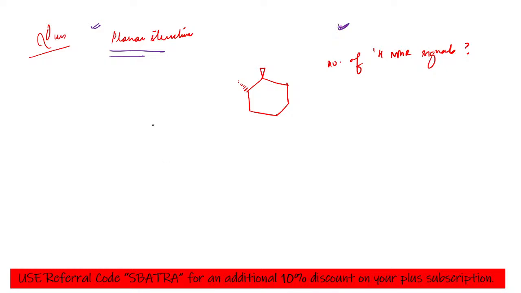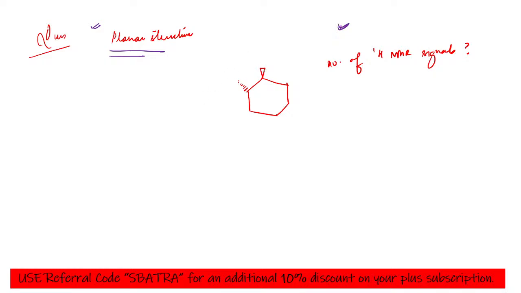All right, okay, so let's discuss this question. So it's a planar structure, okay? So we are assuming that this is your planar structure and there is no flipping in the structure, okay? So now if this is your planar structure, we have to count the number of 1H NMR signals, okay? So see, in this case, this is your above-the-plane methyl and this is below-the-plane methyl, okay?